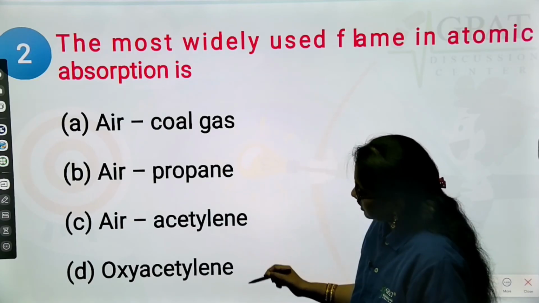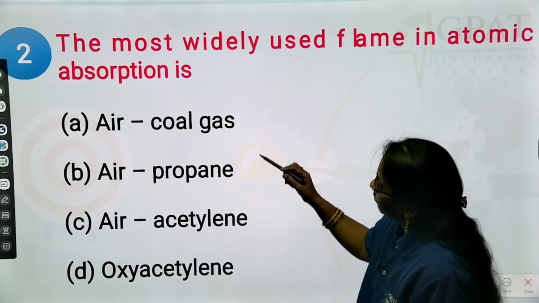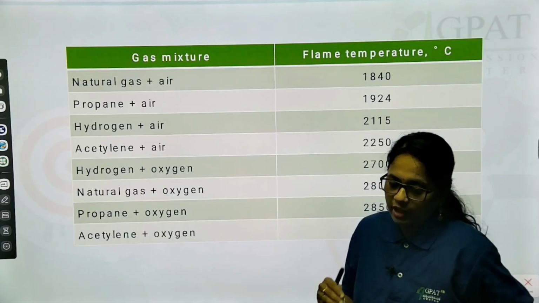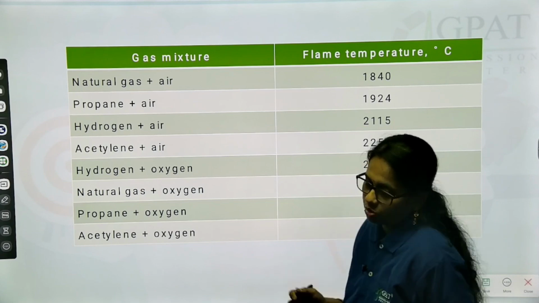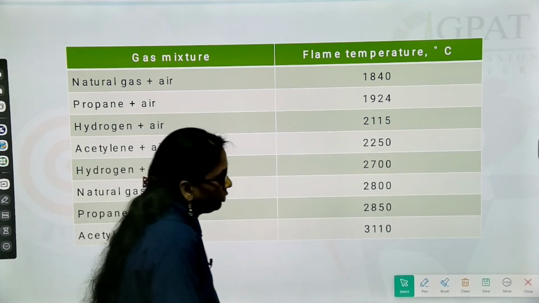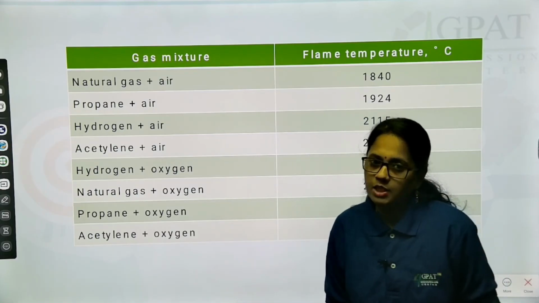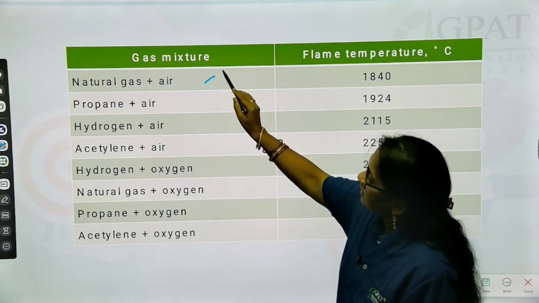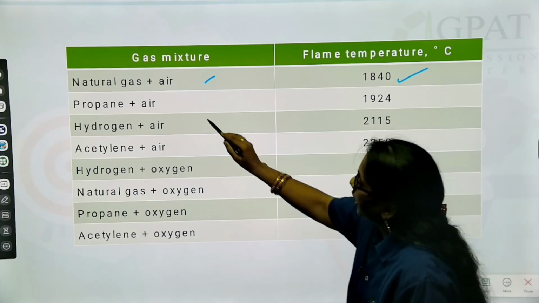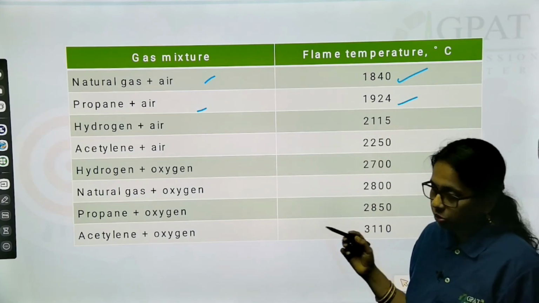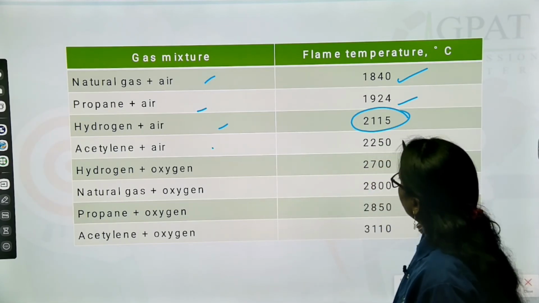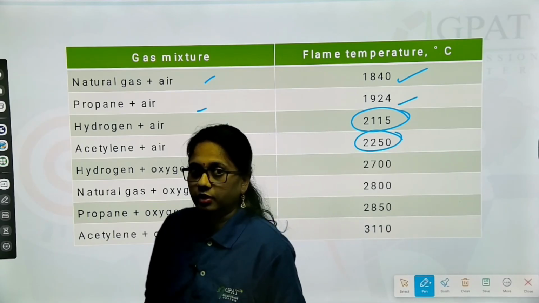So here they have given some options. The widely used flame: air coal gas, air propane, air acetylene and oxyacetylene. So let us first see what are the different temperatures we get with the different fuels and oxidants available for atomic absorption spectroscopy. Natural gas and air gives up to 1840 degrees centigrade, propane and air around 1900, hydrogen and air around 2100, and acetylene and air you are going to see 2250 degrees centigrade.